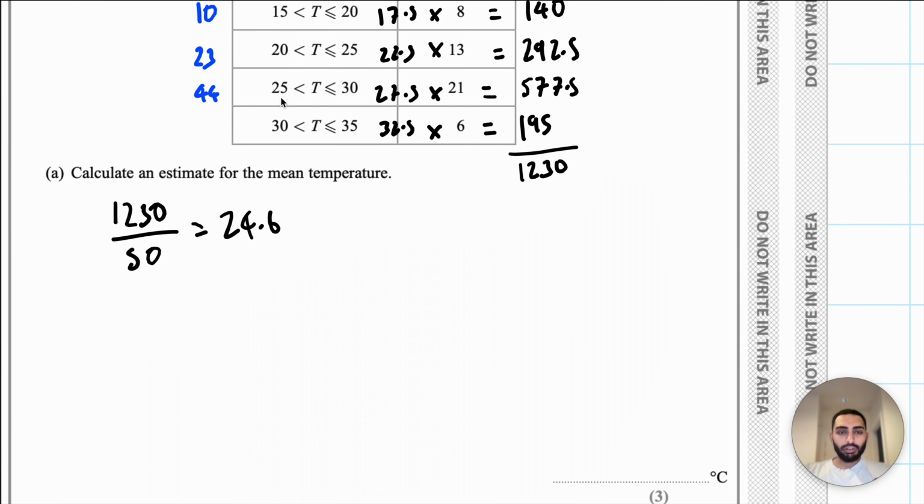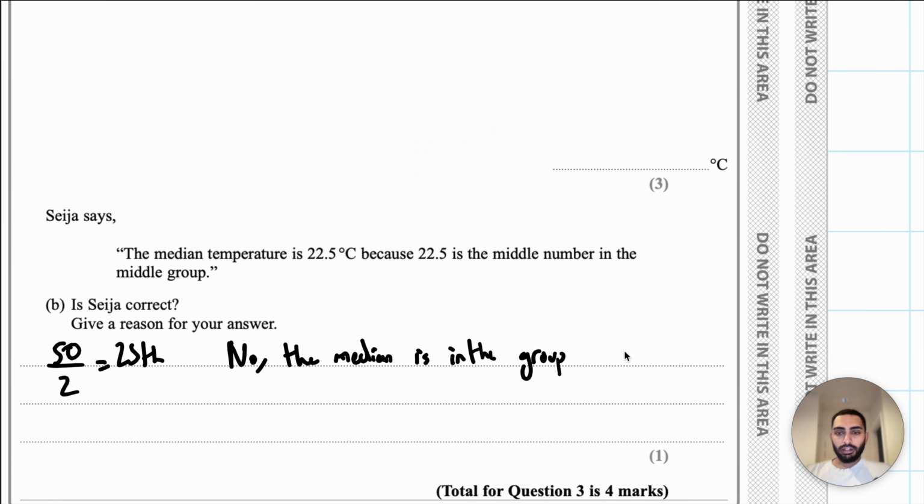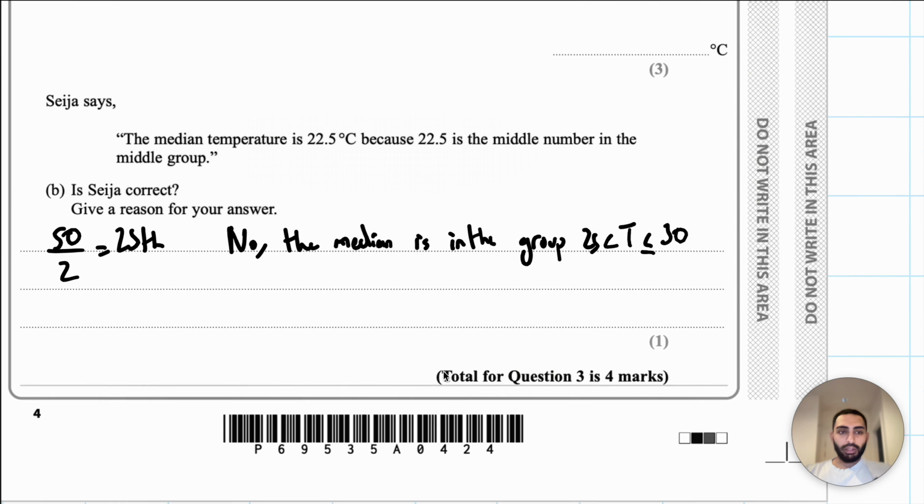We just copy this out. So t is greater than 25 or less than or equal to 30. So t is greater than 25, less than or equal to 30.